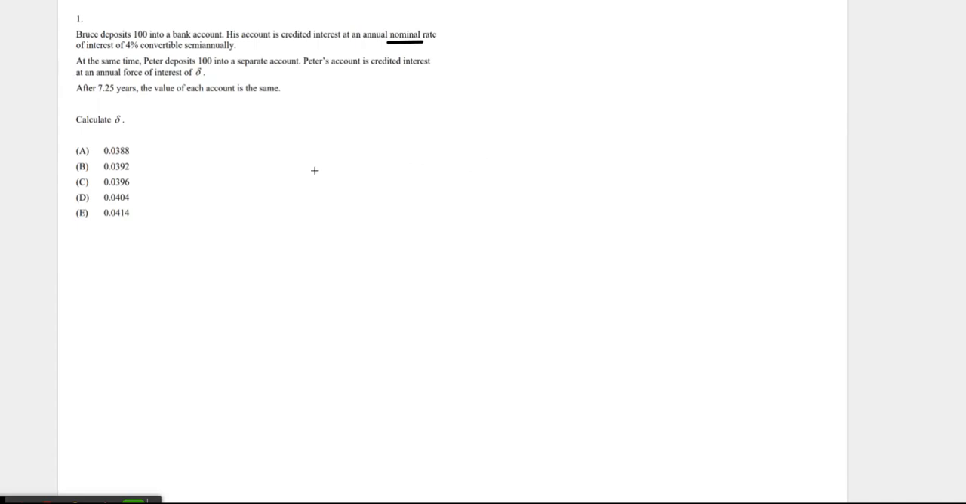So nominal means in name only. So for Bruce, we have the accumulated value after 7.25 years is 100 times 1 plus 0.04 over 2, because it's semi-annually, so 2 periods, and then 7.25 times 2 because there are that many half years, right?